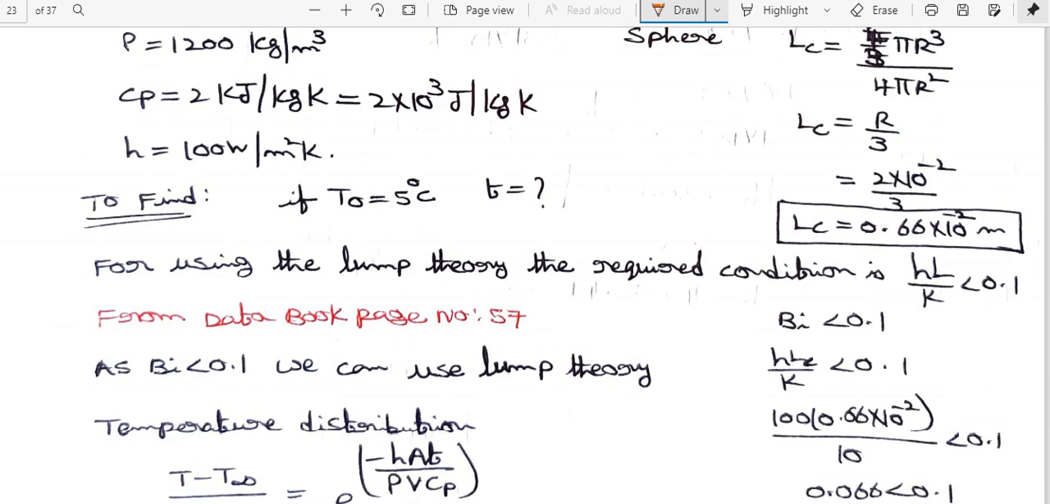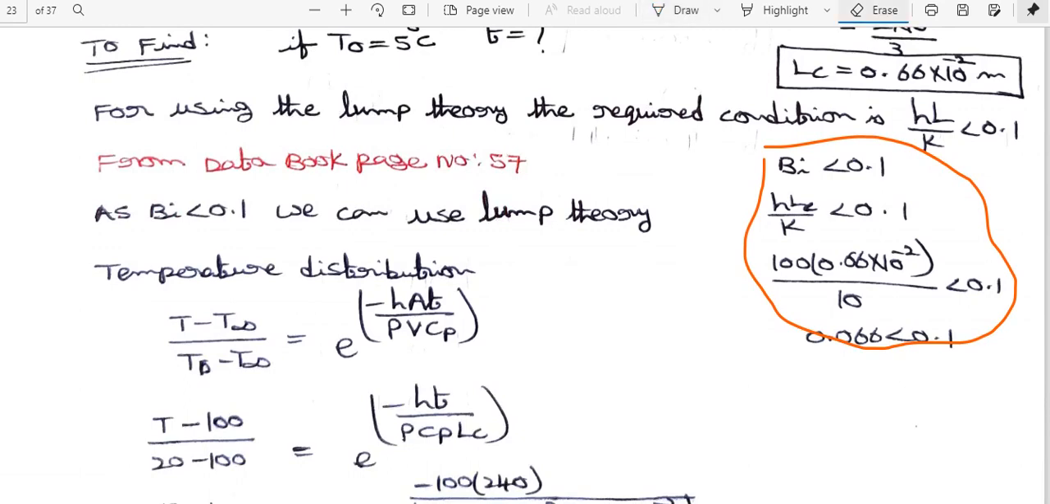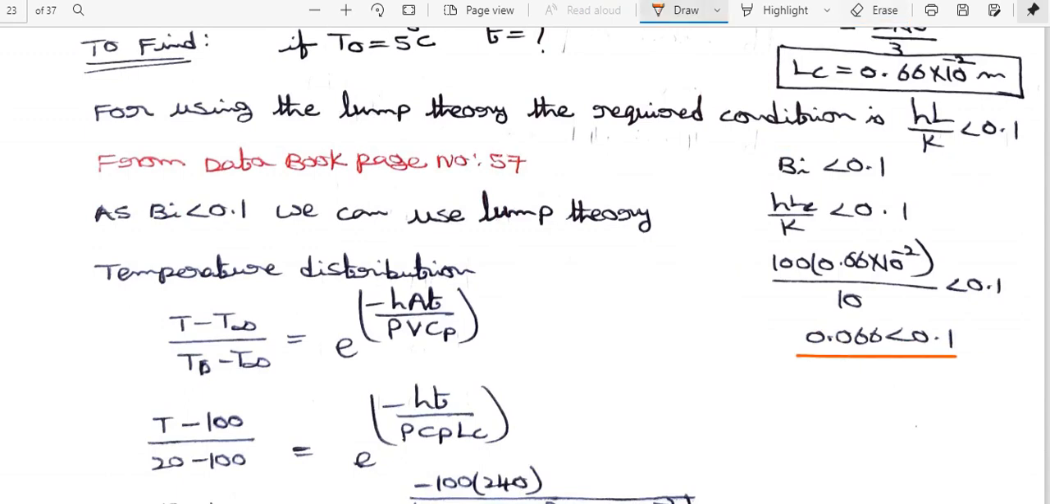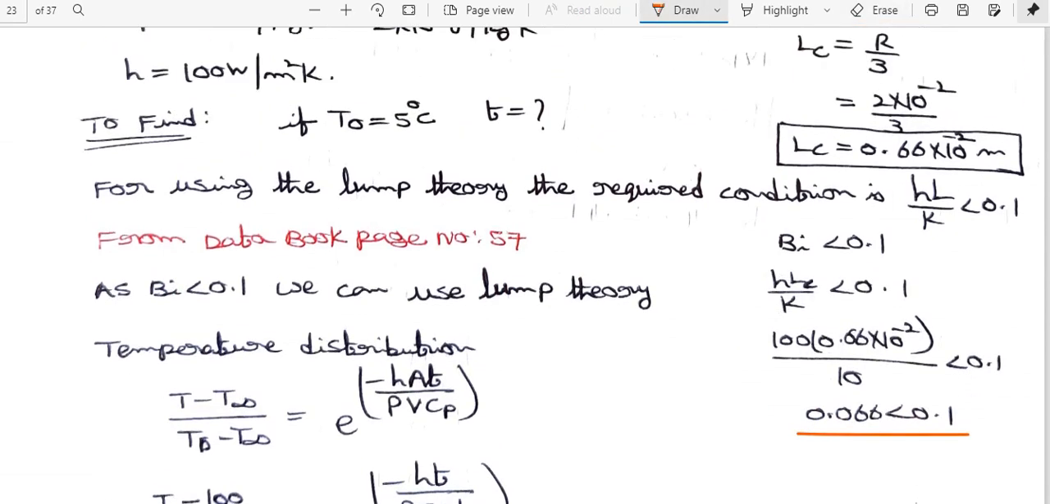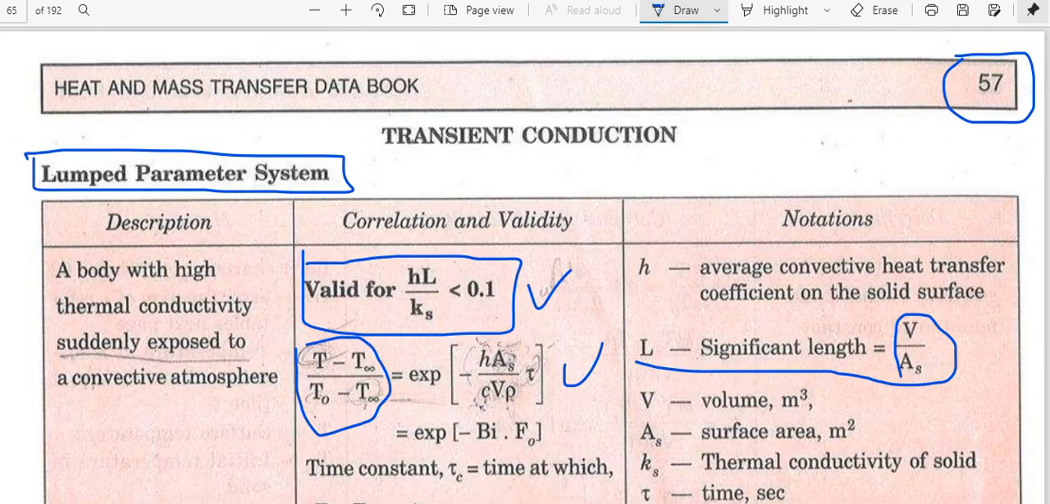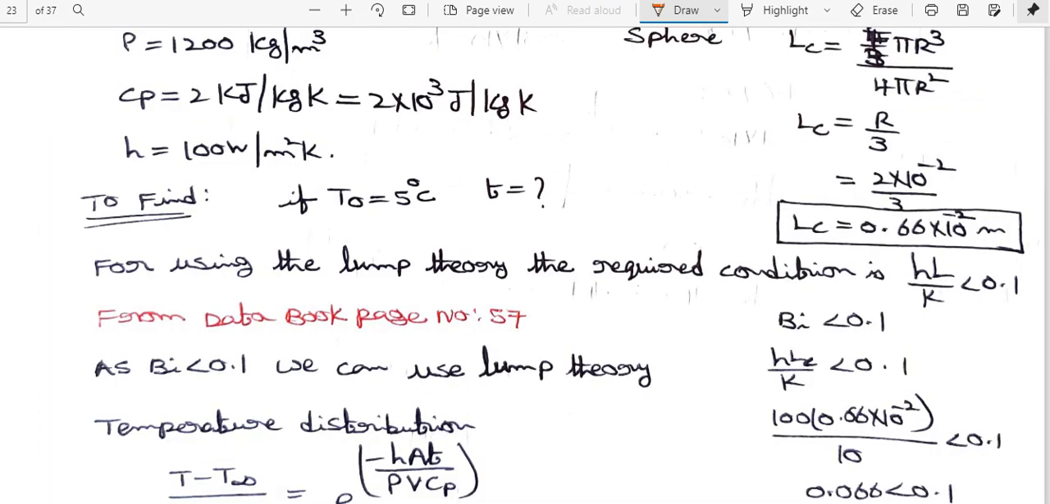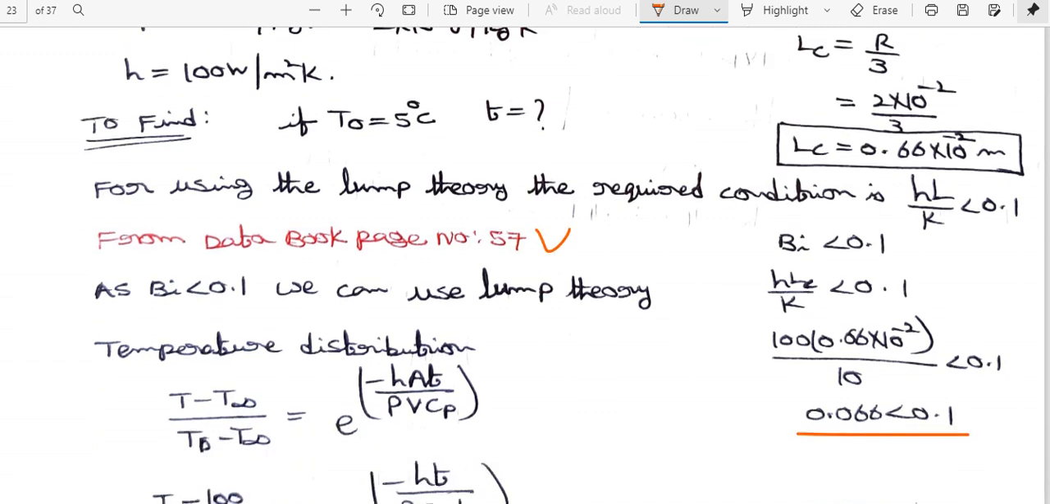After that we need to check whether the Biot number is less than 1 or not. So here this value is also less than 1. That's why I am considering data book page number 57, lumped parametric system. So for using the lumped theory, the required condition is hL by k less than 1. From data book page number 57, as the Biot number is less than 1, we can use lumped theory.